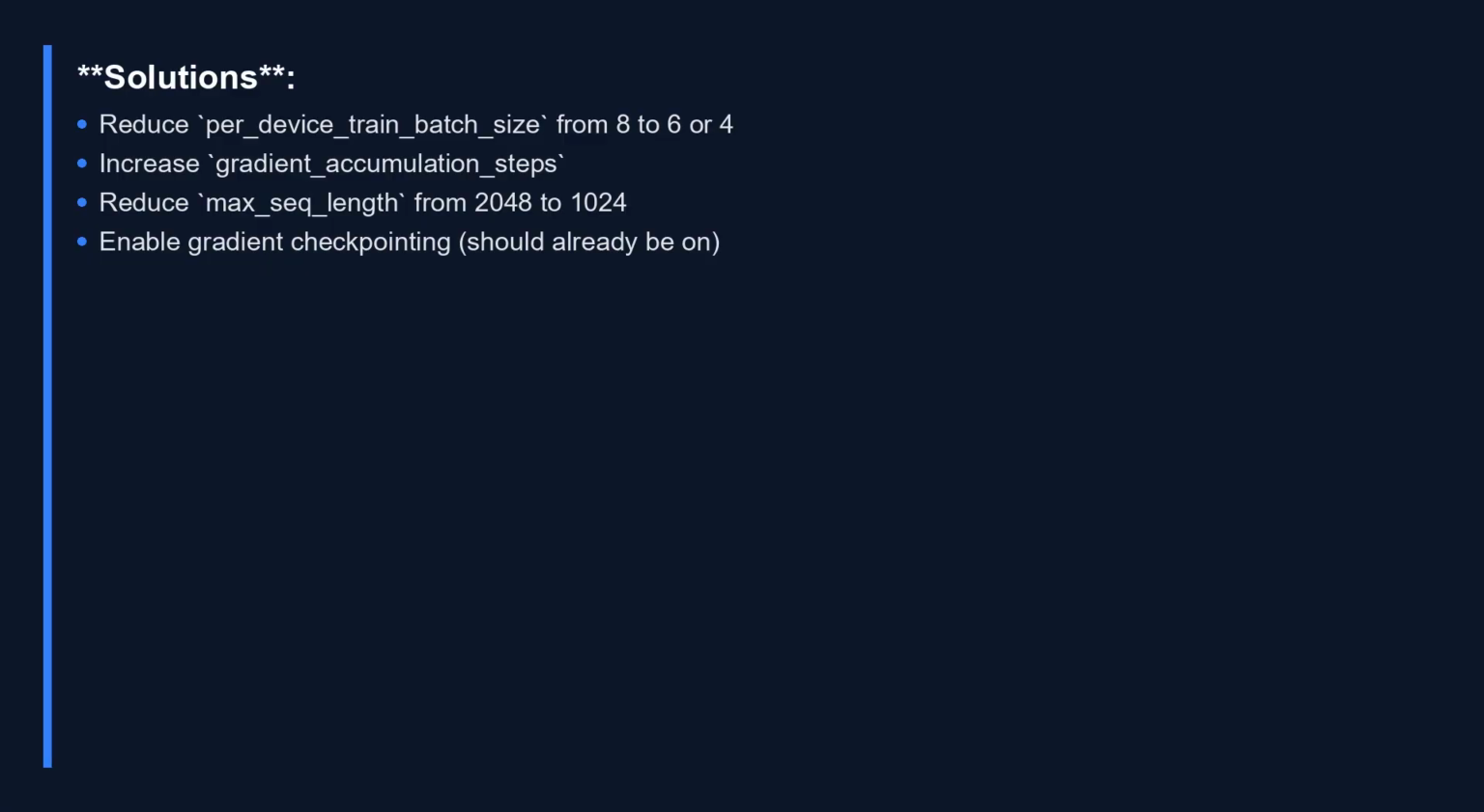When you hit a CUDA out of memory error during multi-GPU training, the fix usually involves one or more of these adjustments. Reduce per_device_train_batch_size from 8 down to 6 or 4. Increase gradient_accumulation_steps. Reduce max_seq_length from 2048 to 1024. This cuts activation memory roughly in half. Gradient checkpointing should already be enabled through Unsloth, but verify it's on if memory is tight.